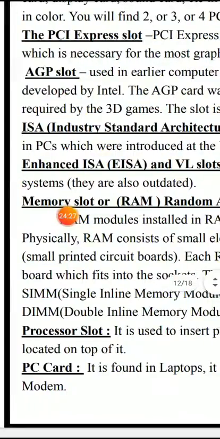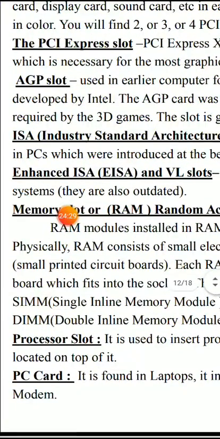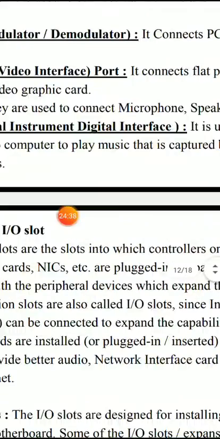Next one is called Enhanced ISA. EISA stands for Enhanced ISA, where ISA stands for Industry Standard Architecture, and VL slots. So actually these are known as faster ones.